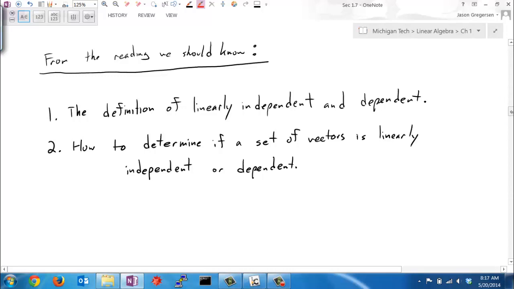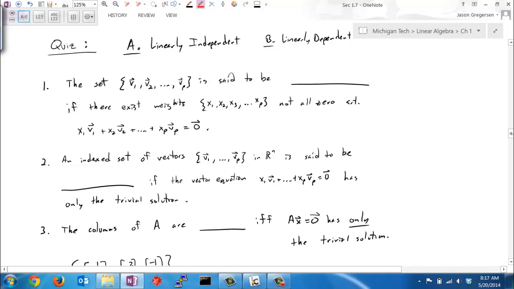Before we go too far into that, let's have a little clicker quiz. This one's going to be non-graded, just clicker questions. Basically, A is linearly independent, B is linearly dependent, and we're going to go through and say what goes in the blank for number one. This set of vectors v1, v2, dot dot dot, vp, is said to be which, independent or dependent, if there exist some weights, not all zero, such that the linear combination is true?